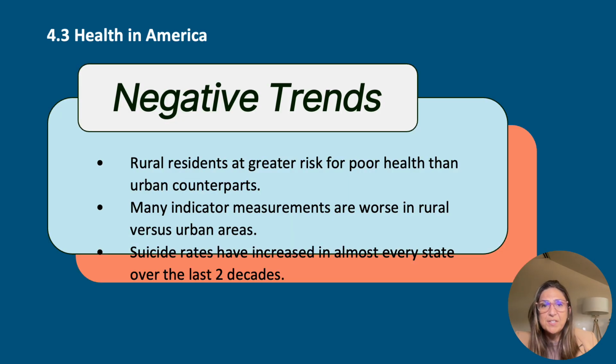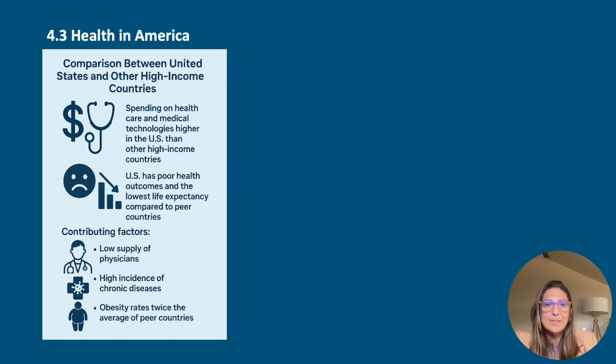So some negative health trends in the United States. Rural residents are at a greater risk for poor health than their urban counterparts, and many indicator measurements are worse in rural versus urban areas. And then suicide rates have increased in almost every state over the last 2 decades. When we're looking at this comparison between the United States and other high-income countries, spending on healthcare and medical technology is higher in the United States than other high-income countries, but the U.S. has poor health outcomes and the lowest life expectancy compared to its peer countries.